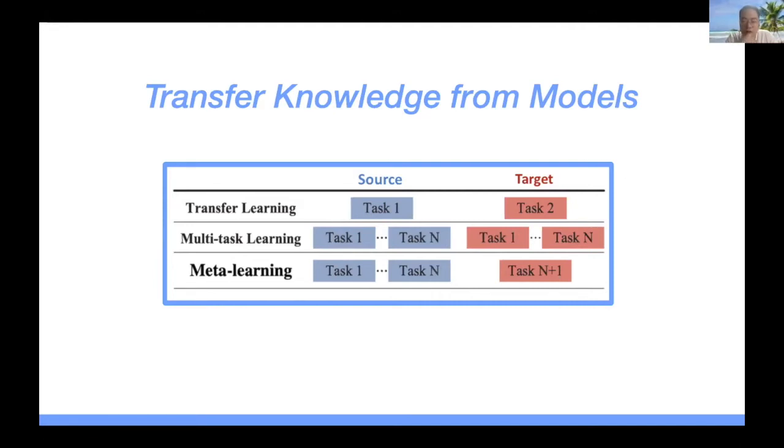And for multi-task learning, the difference is that we have multiple tasks going on. So the model is trained on these multiple tasks jointly to capture their intrinsic dependencies. And for meta-learning, we train our model on multiple tasks to generalize that knowledge to a new, unseen task.